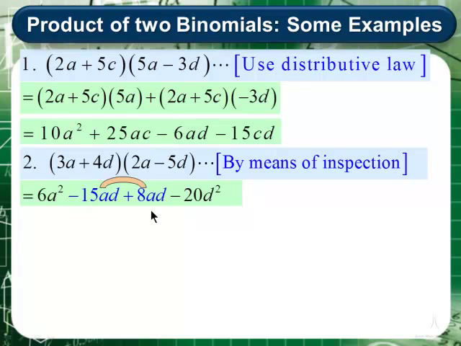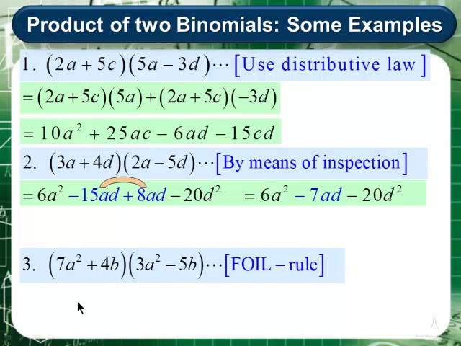So that can be consolidated or simplified to give us the final expression for the expansion of the product of these two binomials, namely 6a squared minus 7ad, which is of course 8ad minus 15ad together, and then finally minus 20d squared in this case.